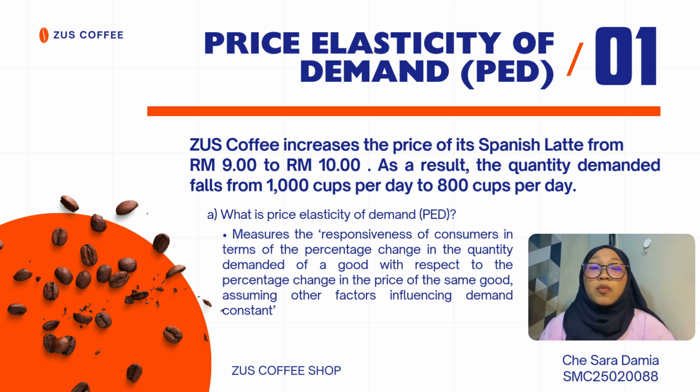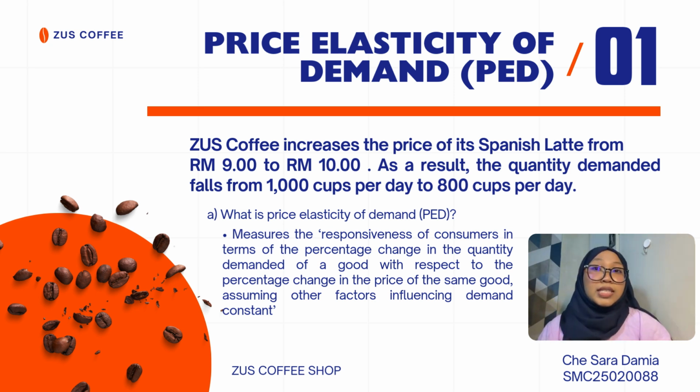So today, I'm going to present the first topic, which is price elasticity of demand, PED. The first scenario is when Zeus Coffee increased the price of its Spanish latte from 9 ringgit to 10 ringgit. As a result, the quantity demanded falls from 1,000 cups per day to 800 cups per day. So, let's move on to the first question.